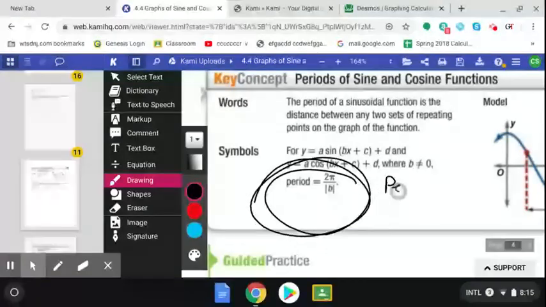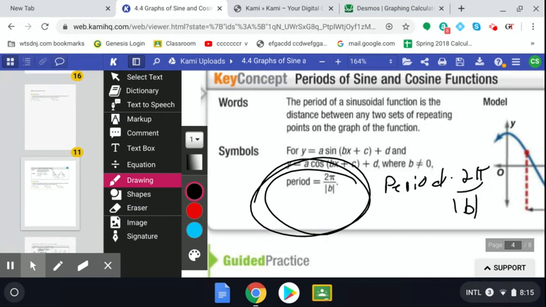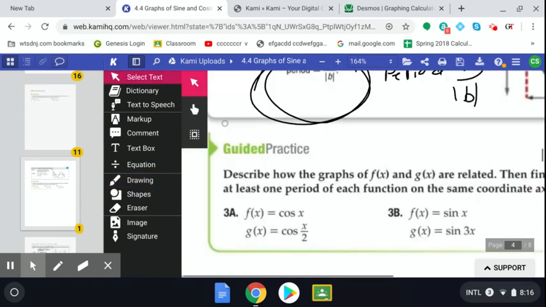The period, remember this, is 2 pi over the absolute value of b. Okay? That's what is important.